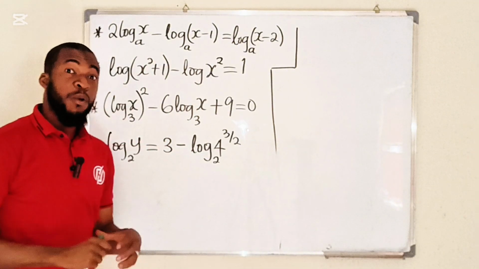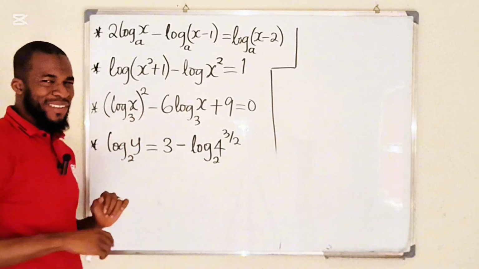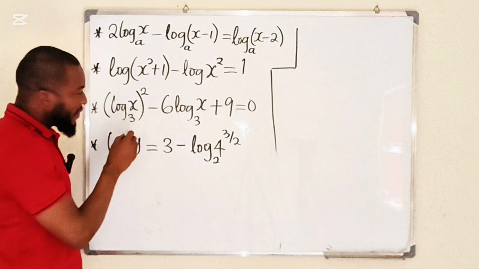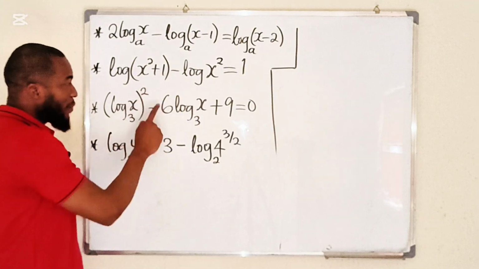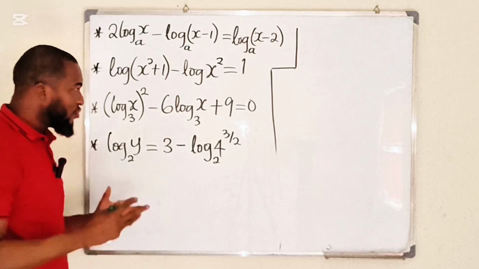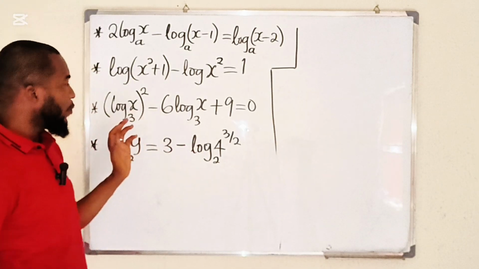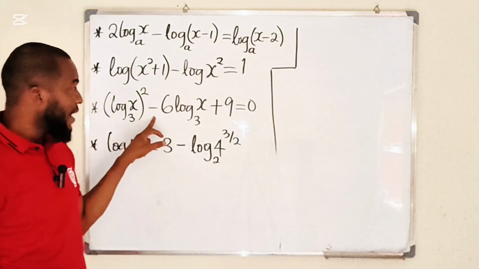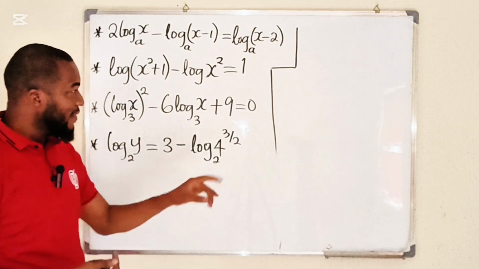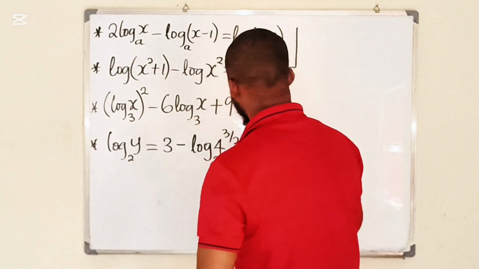Equation number 3 is a quadratic equation in terms of log of x with the base of 3. Just observe, I can confidently replace log of x with the base of 3 with y, so it becomes y squared minus 6y plus 9. But I'm not going to do that. I'm going to treat it as it is. This is a perfect square quadratic equation. Why? Look at this number here, it's minus 6. Half of minus 6 is negative 3. Negative 3 squared is 9. Therefore, this is perfect.